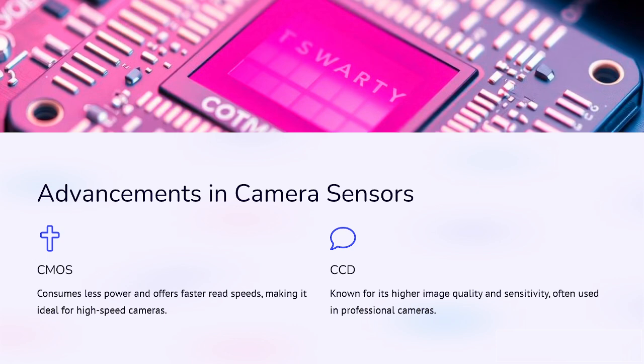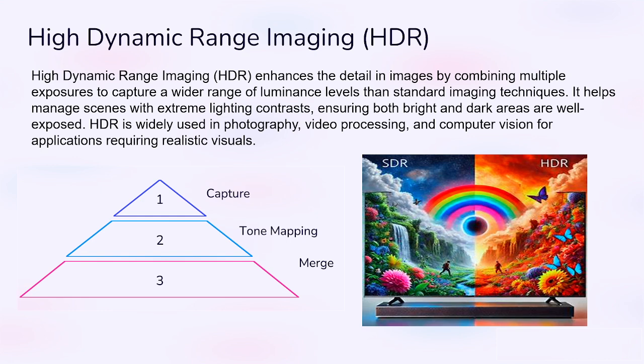One revolutionary advancement is high dynamic range imaging, HDR. HDR allows cameras to capture details in scenes with extreme lighting contrasts. For instance, in photography, HDR ensures that both the bright sky and the dark shadows of a building are well exposed. In computer vision, HDR helps systems analyze complex environments such as identifying objects in bright sunlight and dim interiors. You can see here there are three stages: capture, tone mapping and merge.